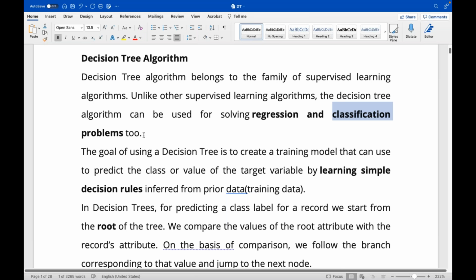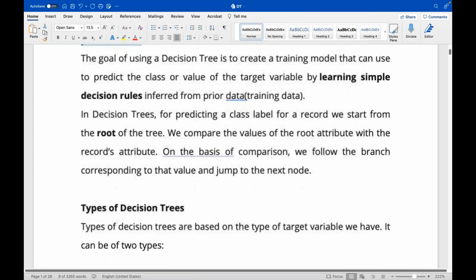So even those two kinds of problems we can solve with the help of a single algorithm, which is the decision tree. The goal of using the decision tree is to create the training model as the learning step. After that, we can use it for prediction. If the target variable is continuous data, we use regression. If the target variable is categorical data, then I go with classification. Here we have some decision rules from the prior data, that means training data.